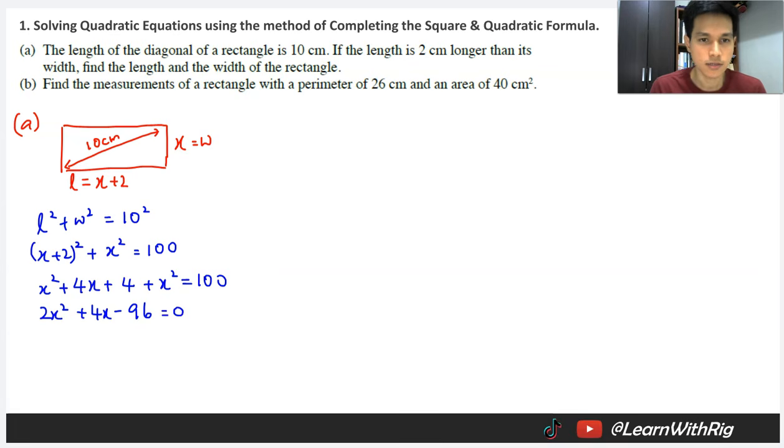Now you can simplify this. First thing, you can actually just divide the whole thing by 2, and then you can factorize, or you can straight away use your calculator to factorize. I'm going to show you. I will simplify it first, right?